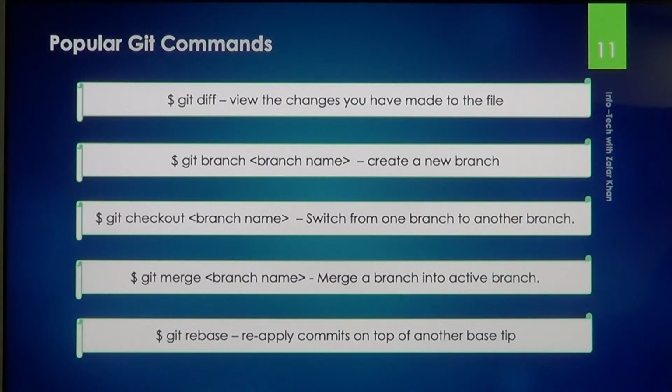Okay. Then there is another command called git merge. It means if you have worked in your local branch or a created branch, and after you are satisfied that your code is fine, then you merge this code into the main branch. So you can use git merge and then the branch name. So merge a branch into the active branch. Now git rebase reapplies commits on top of another base tip.